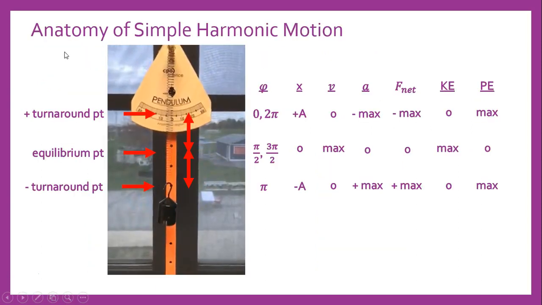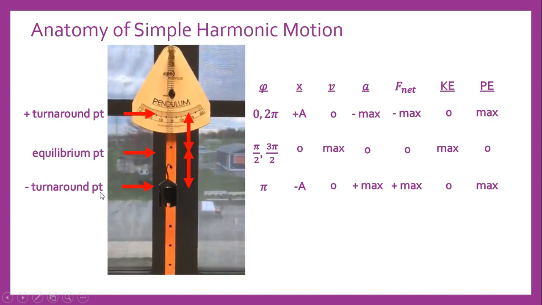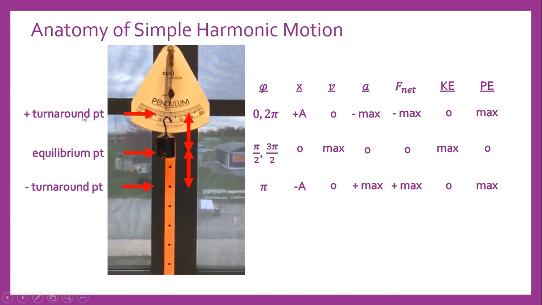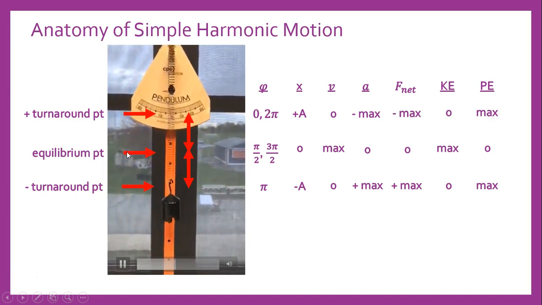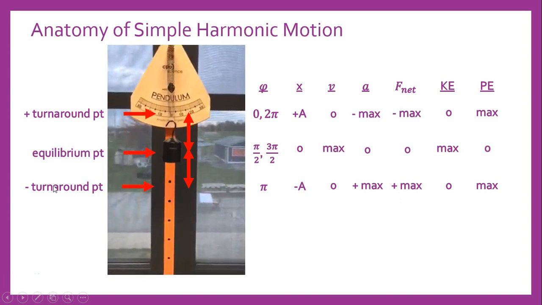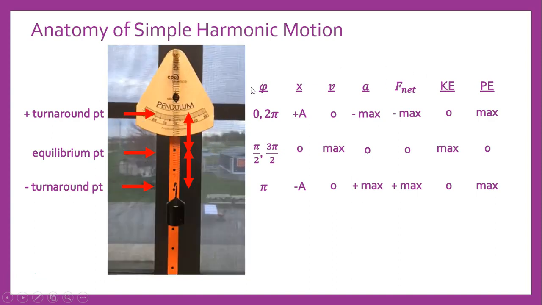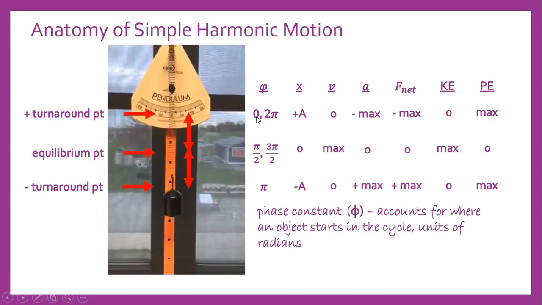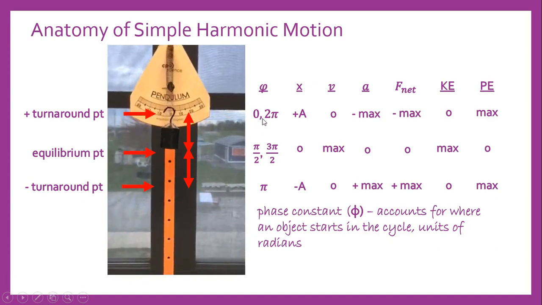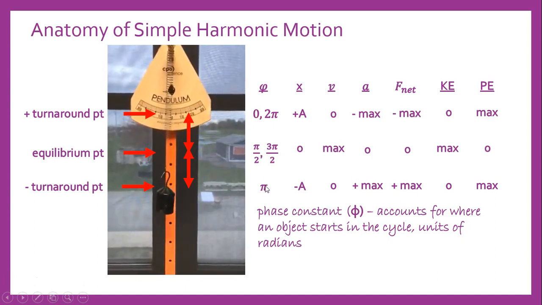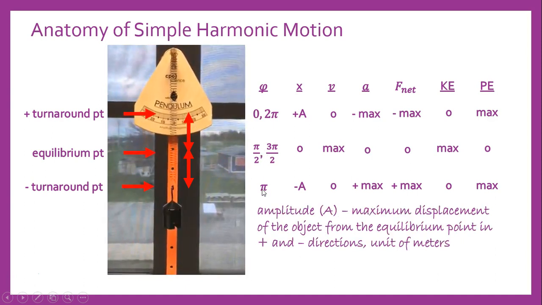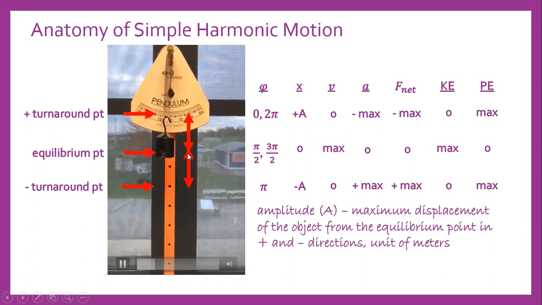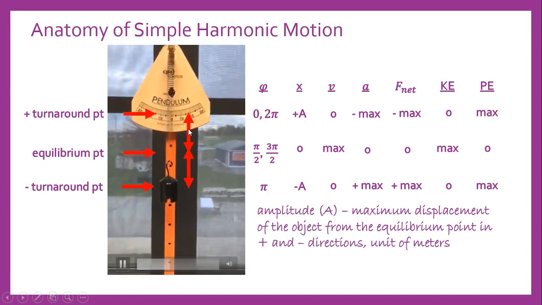Let's look at the anatomy of simple harmonic motion. There are key points in the motion. There's the positive turnaround point, the equilibrium point, and the negative turnaround point. And over here we have a table of key quantities. The first one is the phase constant, and that accounts for where an object is in the cycle. For instance, if it's at the positive turnaround point, this would be the angle at the equilibrium point and at the negative turnaround point. We also have amplitude, and that's the maximum distance the object gets from the equilibrium point, and it's represented with A.